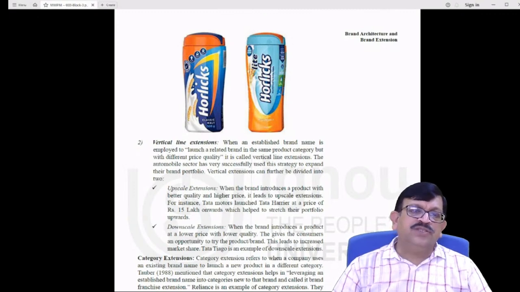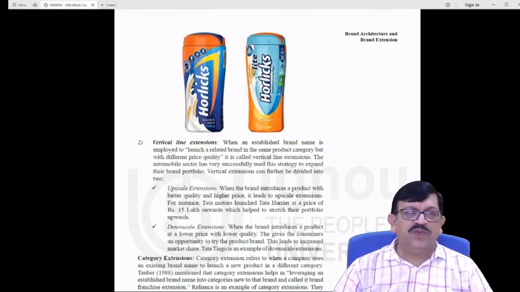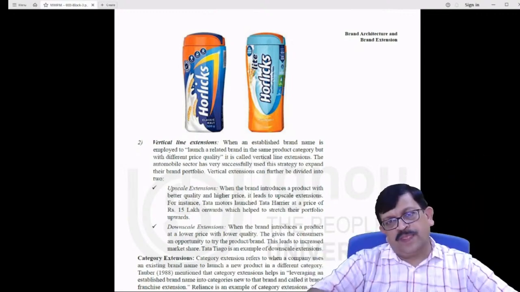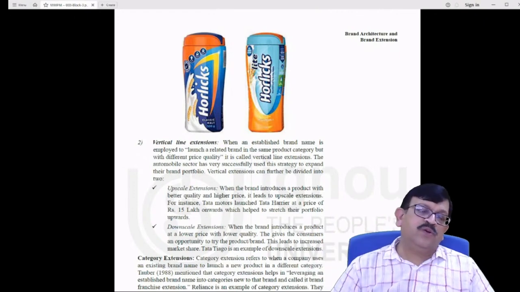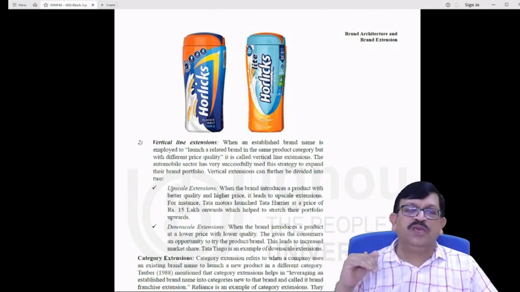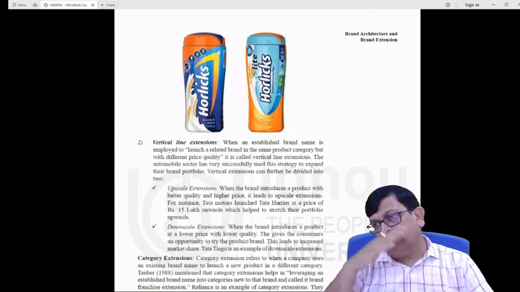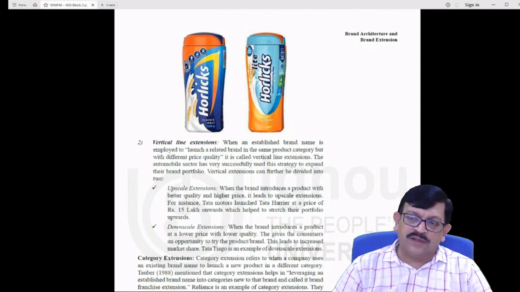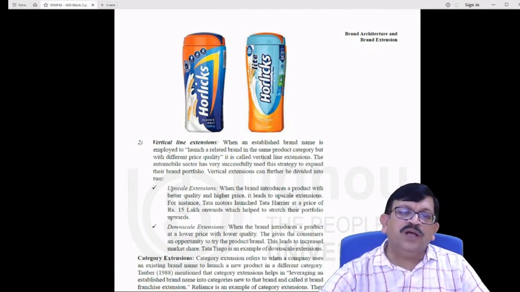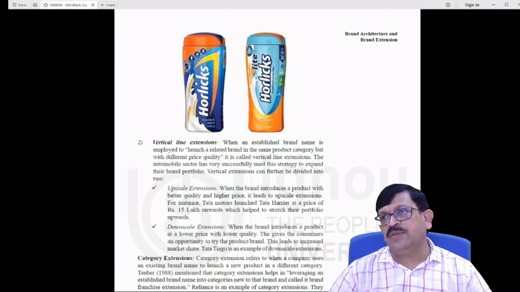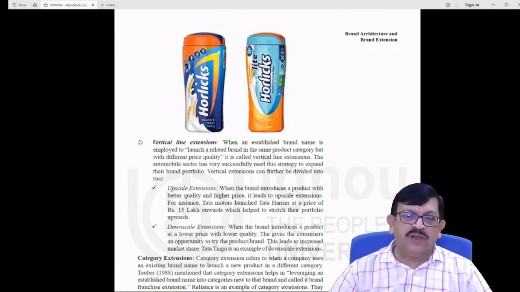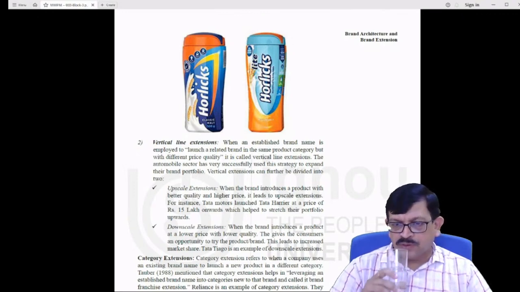Going to the category extension. Category extension, as the name suggests, goes beyond the vertical and horizontal extensions within the product line. Here you could be launching a new product altogether in a different category, but extending the same name to it. As a result, you are leveraging the existing brand name in one product category into the other product category. That is why it is called the category extension or a brand franchise extension.